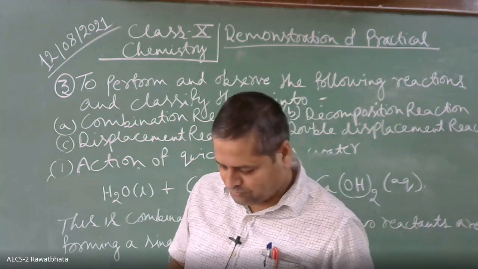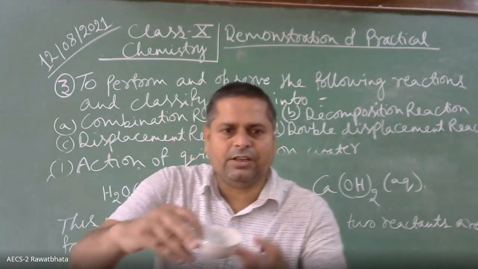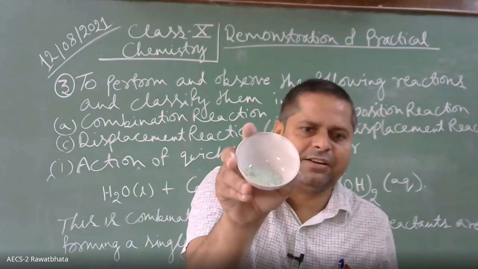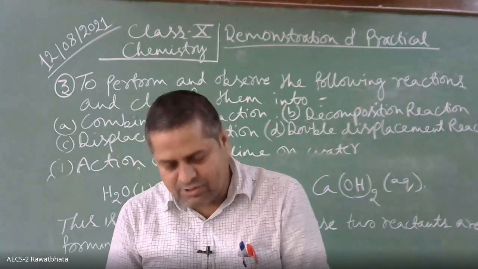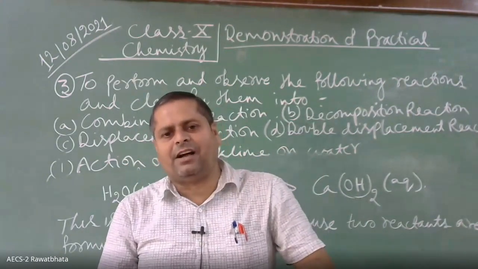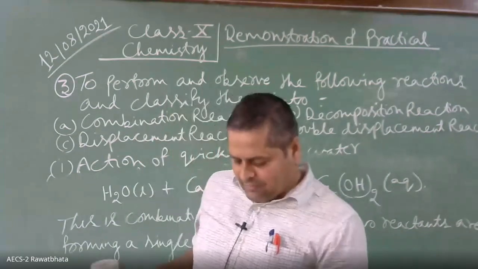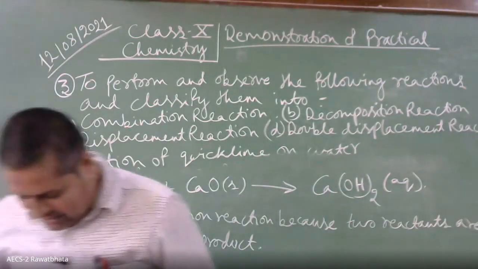See, these are ferrous sulfate crystals. Can you see? Yes, sir. What is the color? Light green. Very good. So, ferrous sulfate crystals are light green in color.